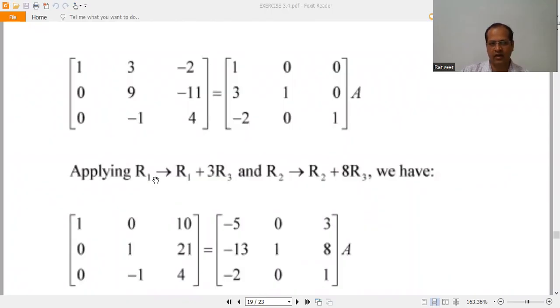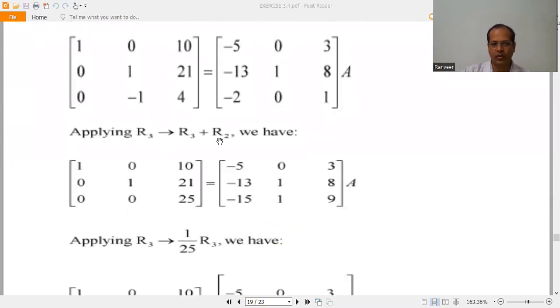Again, this is for the reference, you can follow this and do the operation. R1 tending to R1 plus 3R3 and R2 tending to R2 plus 8R3. So we are getting this 1 0 10, 0 1 21, 0 minus 1 4. So corresponding in the right hand side also we got the value.